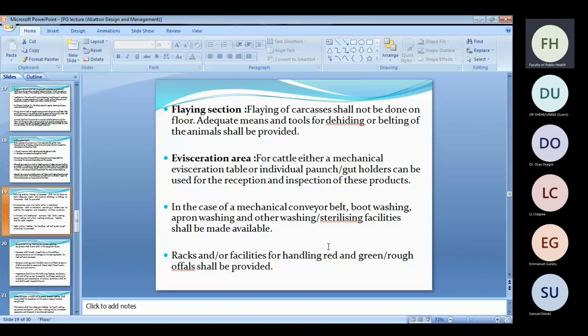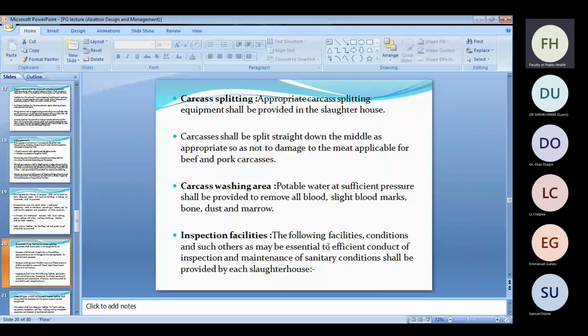The carcass splitting. Appropriate carcass splitting equipment shall be provided in a slaughterhouse. Carcass should be split straight down the middle as appropriate, so as not to damage the meat. This is applicable to beef and pork carcasses. Then the carcass washing area.